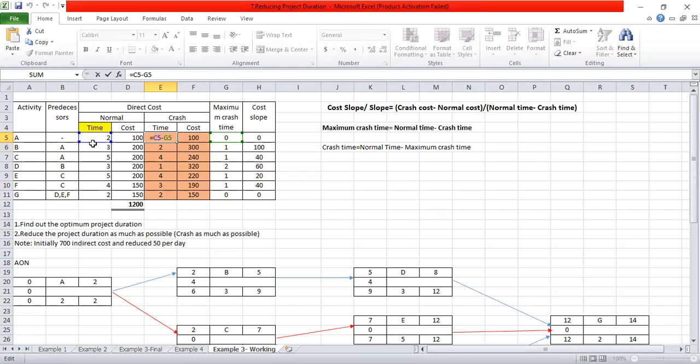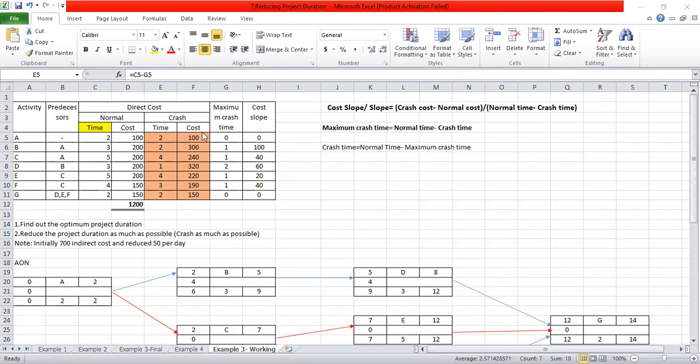So first you have to get the normal time, and from that normal time, deduct the maximum crash time. By using this equation, you can solve for the other times as well. So you will get the crash time as 2, 2, 4, 1, 4, 3, 2. Can you see whether you are getting these answers?